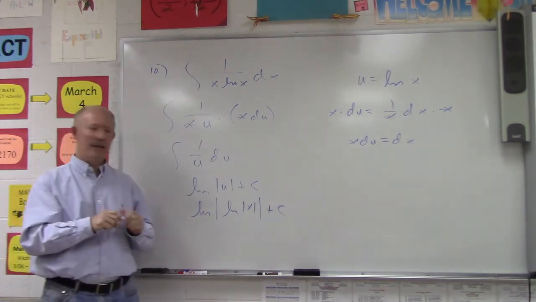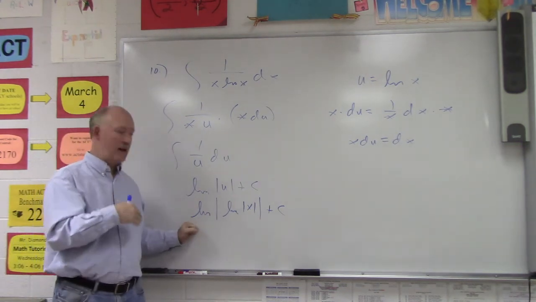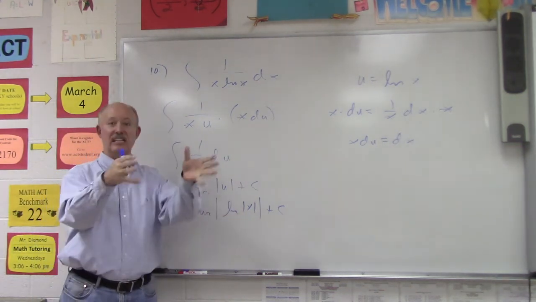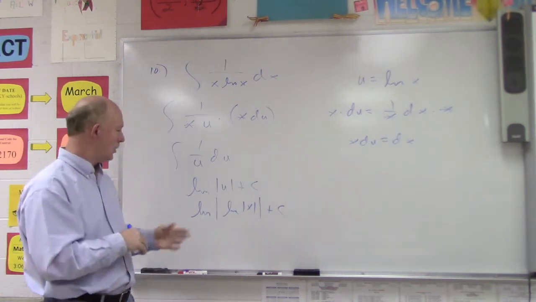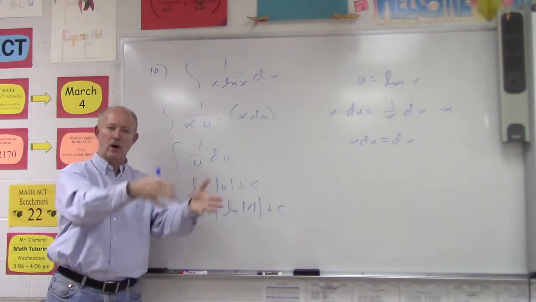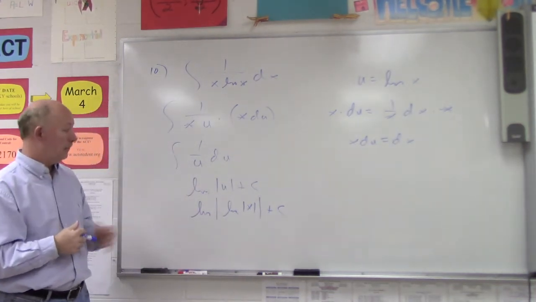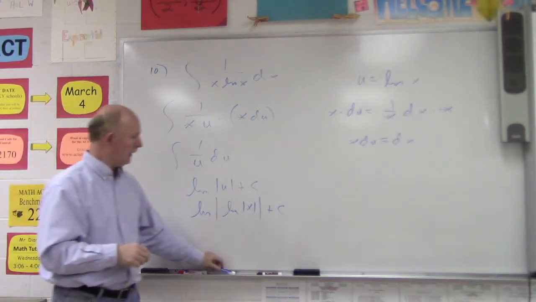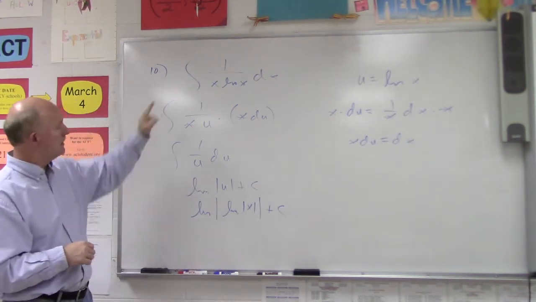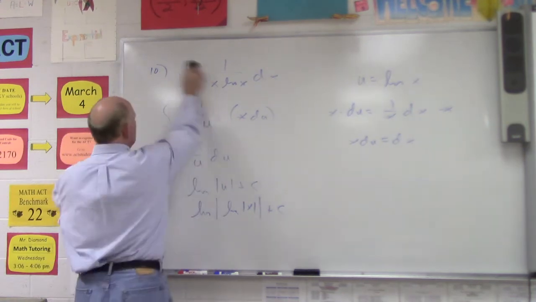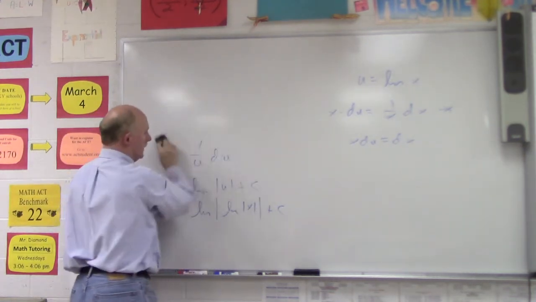Well, look how weird that is. You have natural log absolute value, then natural log absolute value of x again. So kind of an odd looking answer here. Natural log of a natural log, kind of strange. But this is it. This is the only way really to integrate this type of fraction. Okay, let's try another one.